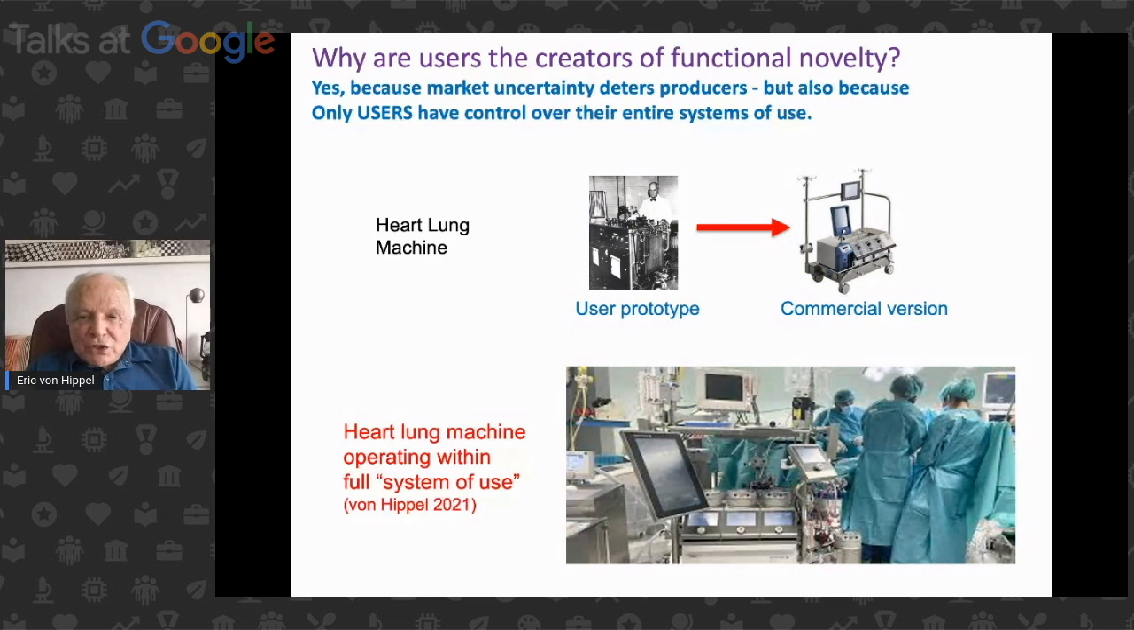So here we have John Heysham Gibbon, and he's basically working out a procedure for clamping the heart, working out a procedure for sewing in the new valves. All of this is beyond the scope of any particular manufacturer of a component in the larger system of use. The only people who have control over the entire system and can innovate by varying different components of it at the same time are the users.